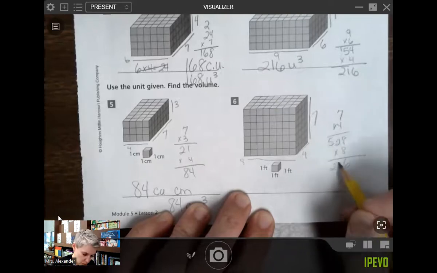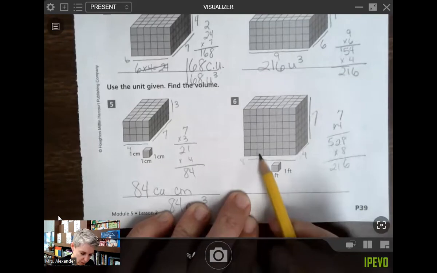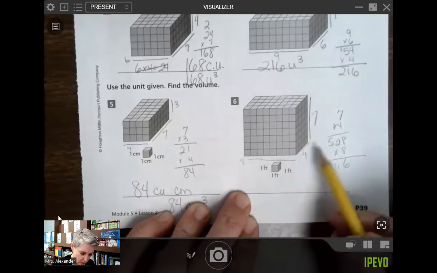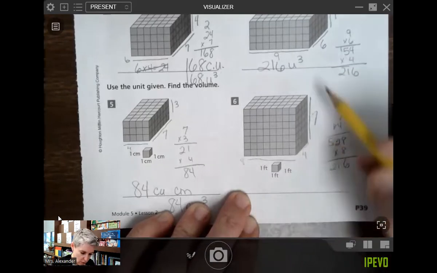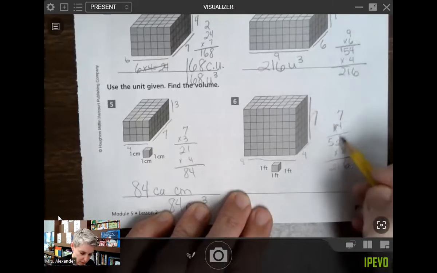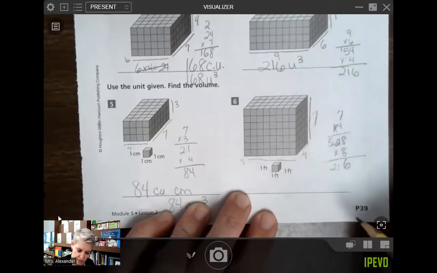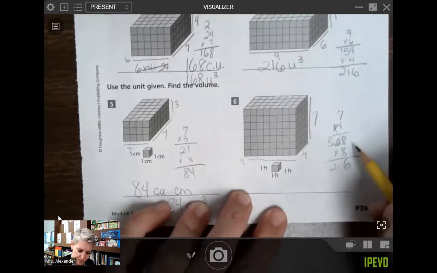Let's see, I have 216. Make sure I'm happy with that. 1, 2, 3, 4, 5, 6, 7, 8. 1, 2, 3, 4. 1, 2, 3, 4, 5, 6, 7. 7 times 4 is 28 times 8. 8 times 8 is not 56.